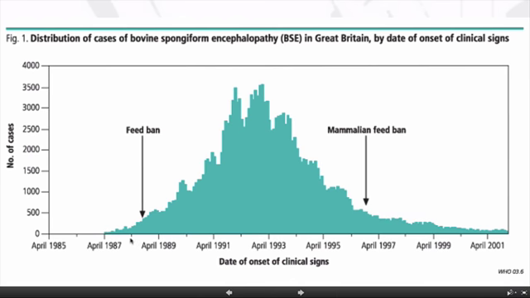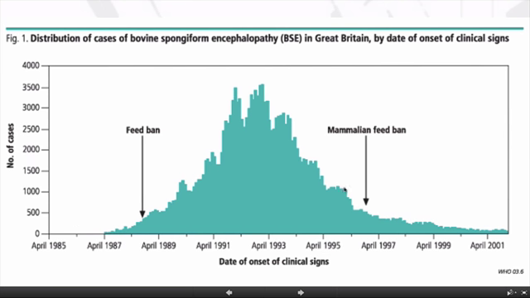And so here we can see that in 1988 we started a feed ban. And you can see, though, that feed ban actually didn't seem to do much to curb the new cases of BSE. And then after this peak, the number of cases had already started to decline, where then there was a mammalian feed ban. So a ban on, I'm guessing, the infected cows. To be honest with you, I'm not quite sure.